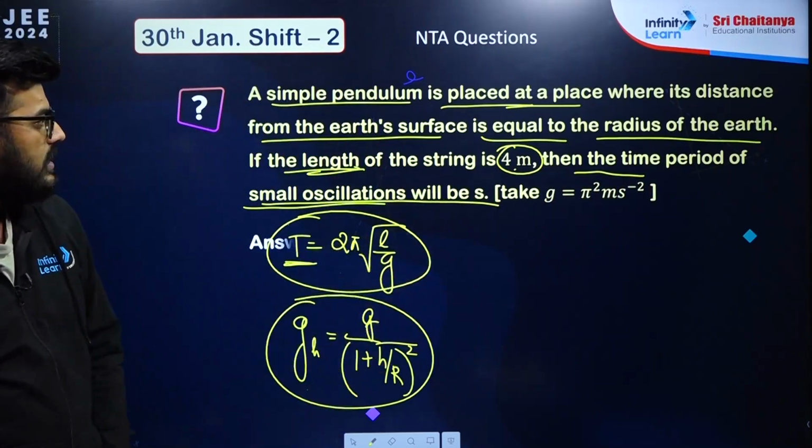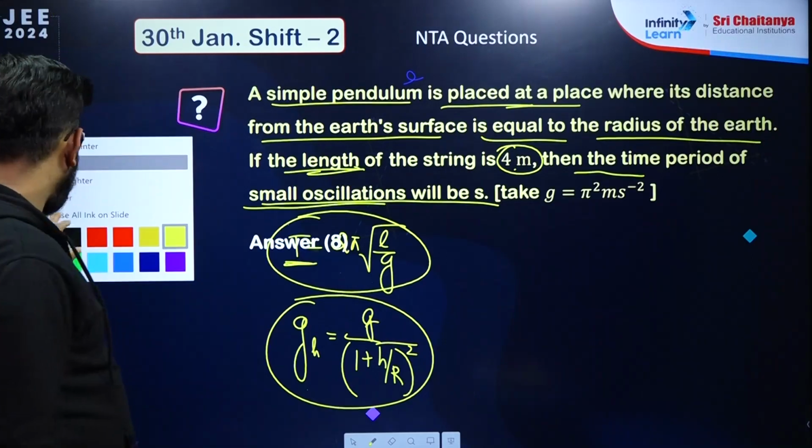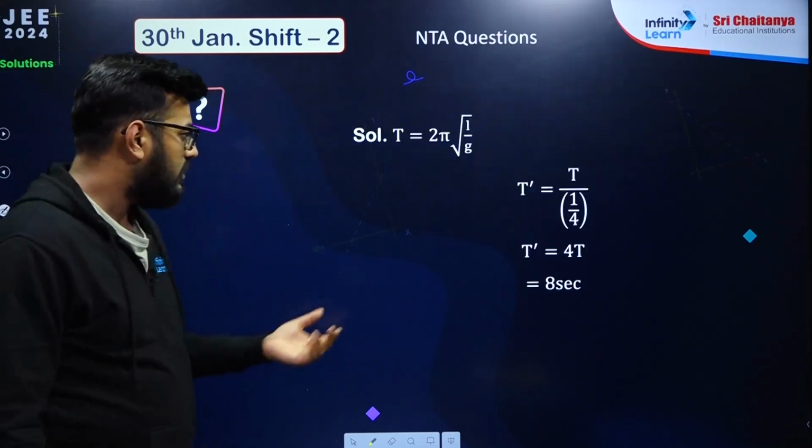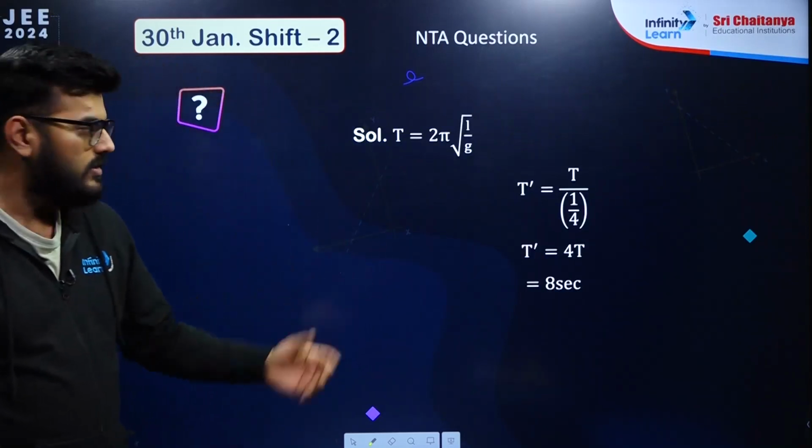Okay, I hope this is clear to everyone. So based on this you will get the answer as option number 8. This is going to be the time period of small oscillation. Simple approach has been expressed over here.